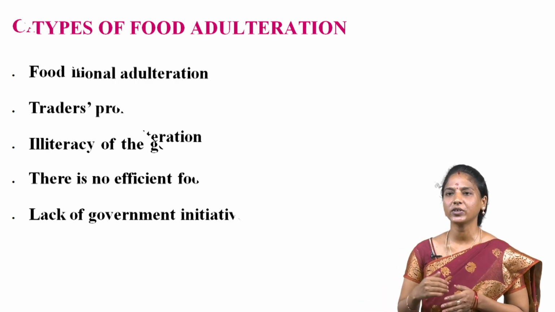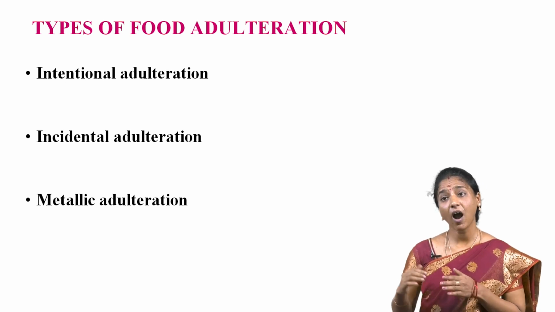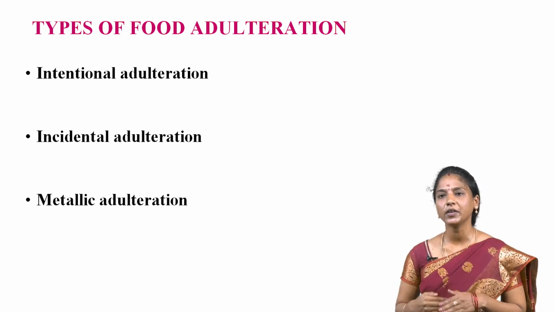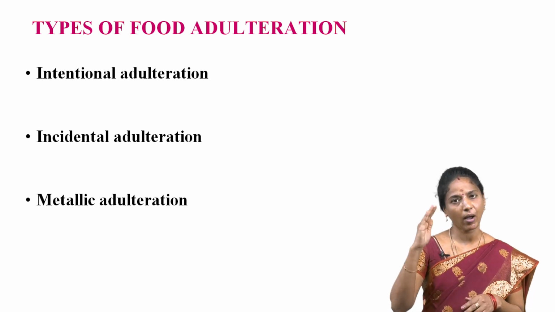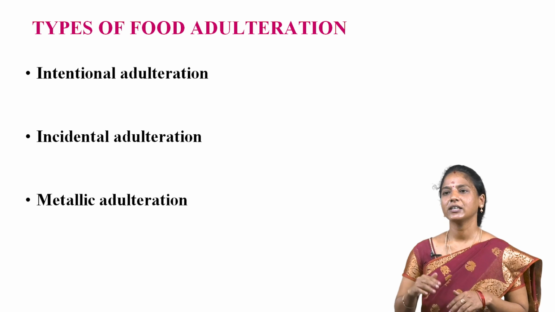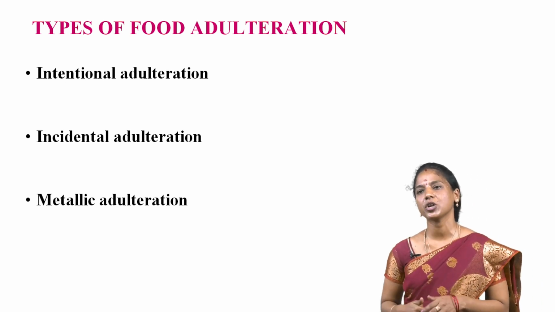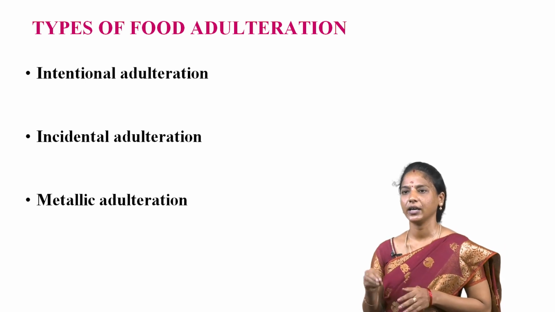Next one, types of food adulteration. First one, intentional adulteration. It is adding adulterants initially with the purpose of increasing the profit. Next one is incidental adulteration. Due to negligence and absence of sufficient facilities, adulterants are discovered in food.